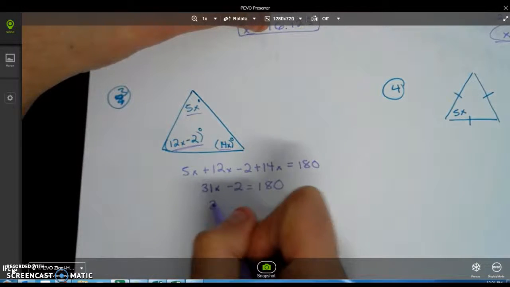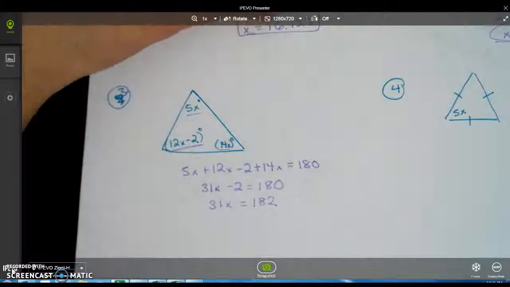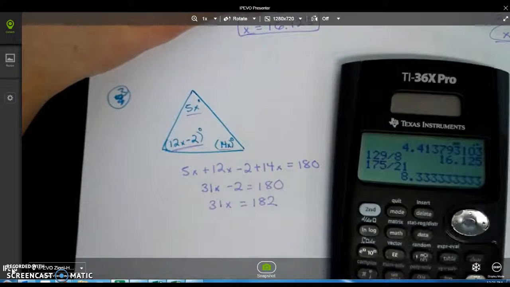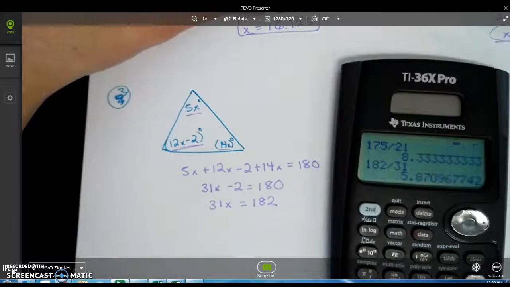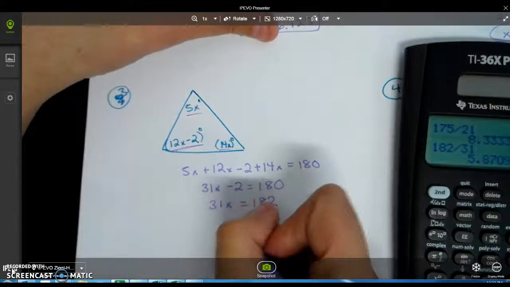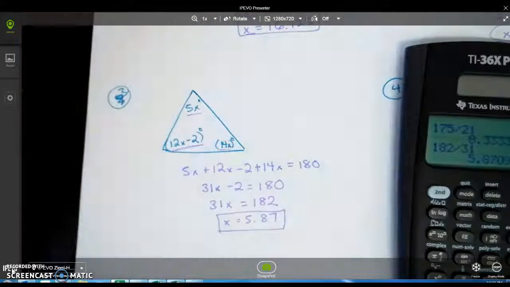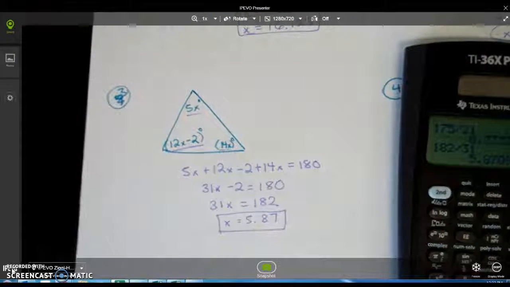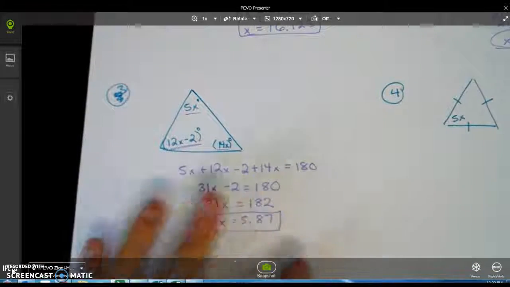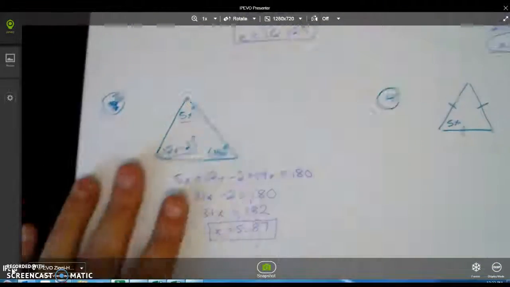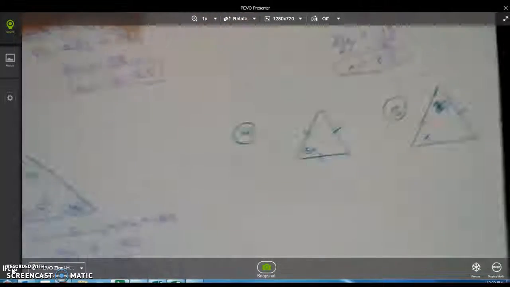Plus 2 on both sides because I'm crossing the equal sign. Divide both sides by 31. Don't worry, on your test there'll be better numbers than this, I think. But you should be able to do it either way because it's just decimals.